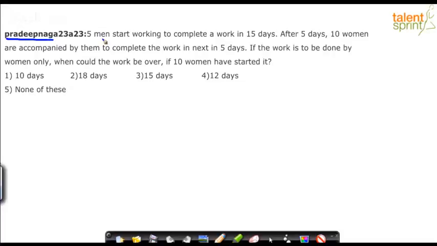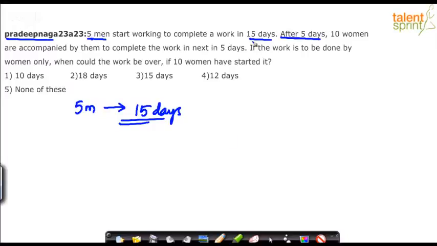5 men, just focus on this. 5 men can complete a work in 15 days. Yes or no? Remember this. After 5 days, 10 women are coming. So basically, if they have worked for first 5 days, how many more days should they work for? See, I don't want to write anything here because nothing has to be written for solving this question in a smart way, right? So just follow my words.